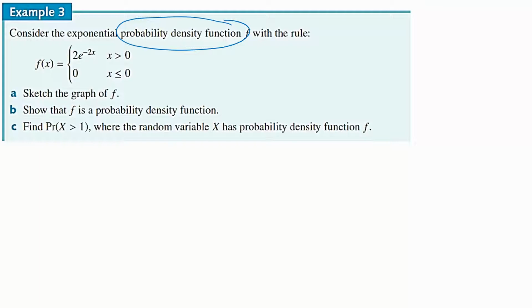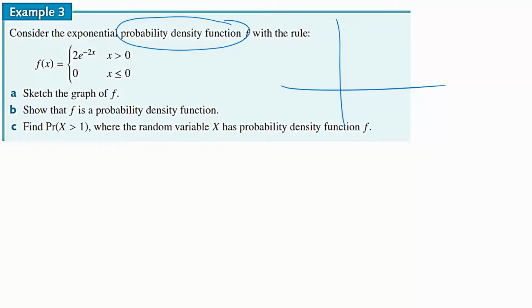So now that you know it's a probability density function, that means the area has to add up to 1. All they're asking you to do in this question is to prove that, to prove that this equation, this hybrid equation, actually models a probability situation. So the first one says sketch the graph of f, right? So I'm going to sketch the graph of f. I'm going to do it on this side anyway.